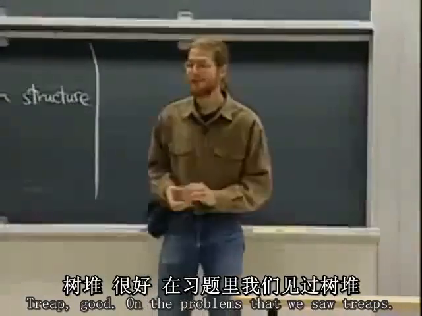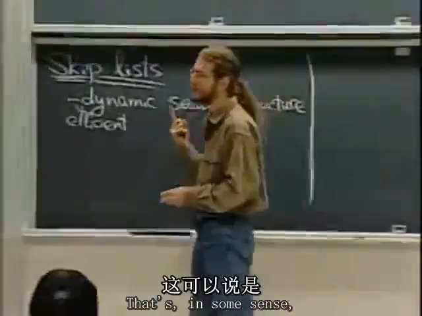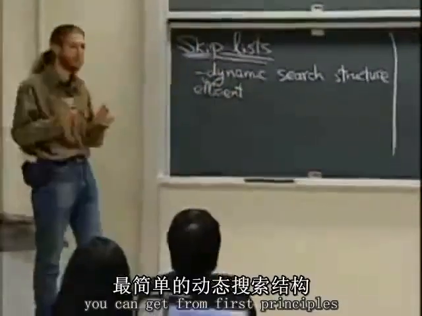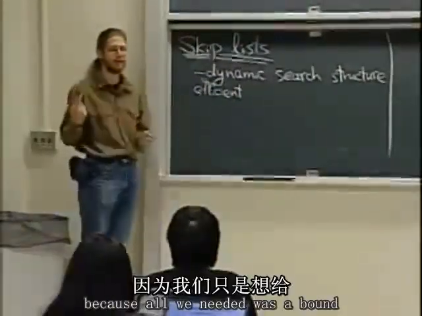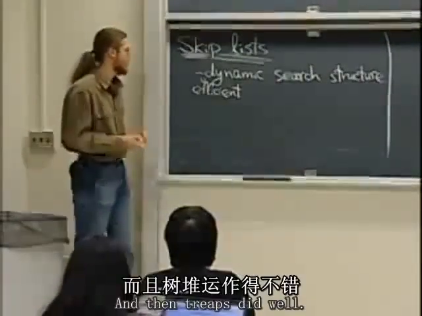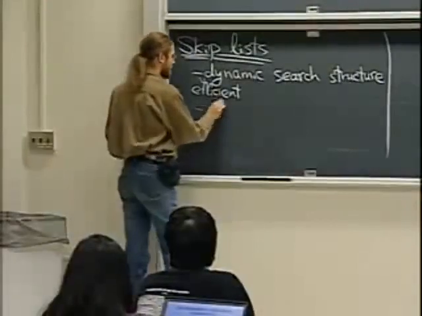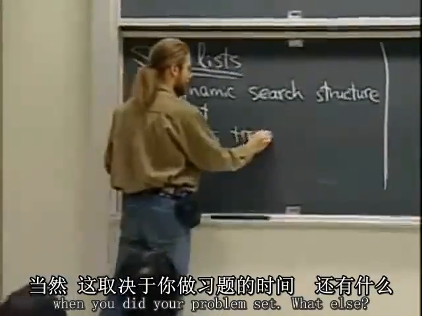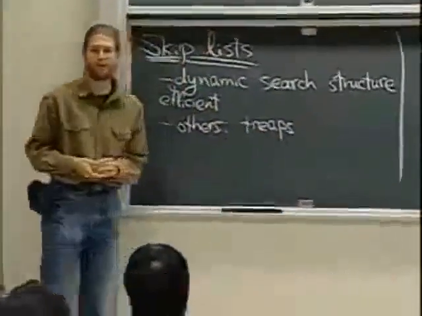Treaps, good. On the problem set we saw treaps. That's in some sense the simplest dynamic search structure you can get from first principles, because all we needed was the bound on a randomly constructed binary search tree, and then treaps did well. So that was sort of the first one you saw, depending on when you did your problem set. What else?